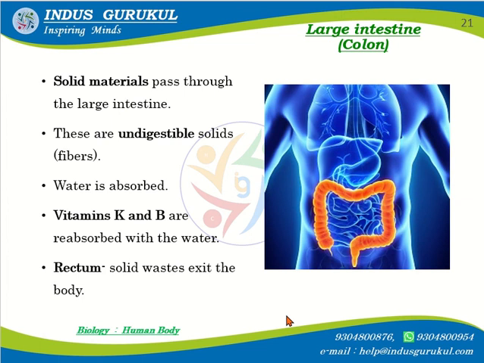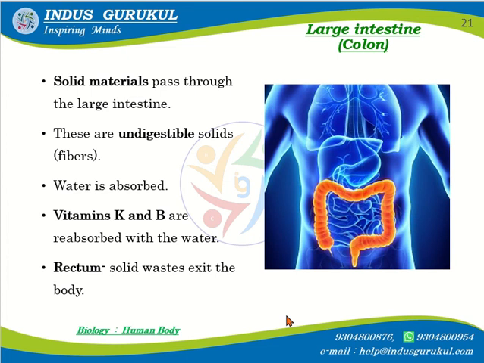The solid materials then pass through the large intestine. Here, the undigestible solid fibers, which cannot be digested in the small intestine, are pushed further into the colon, or the large intestine. The colon's function here is to absorb the liquid, majorly water, apart from whatever is a residue. We have learned that 90% of absorption already happens in the small intestine. Whatever is left is absorbed in the large intestine, but mind you, in the colon there is no absorption of nutrients. Mostly water or liquid is absorbed.